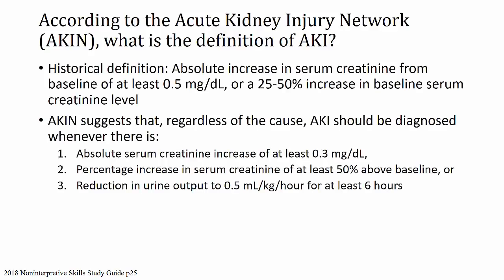Well, the historical definition is an absolute increase in serum creatinine from a baseline of at least 0.5 or a 25 to 50% increase in baseline serum creatinine level. AKIN suggests that regardless of the cause, acute kidney injury should be diagnosed whenever there is, number one, an absolute serum creatinine increase of at least 0.3, or number two, a percentage increase in serum creatinine of at least 50% above baseline, or number three, a reduction in urine output to 0.5 milliliters per kilogram per hour for at least 6 hours. So one of these three criteria is currently the definition of acute kidney injury.